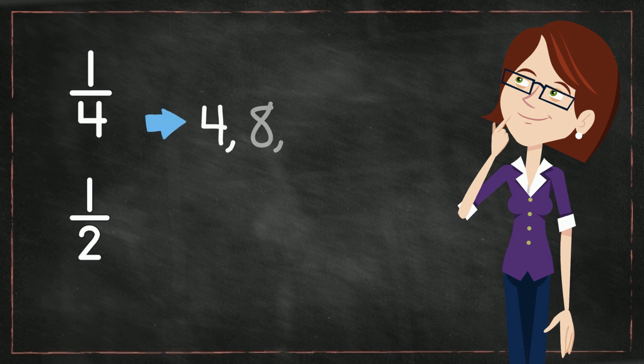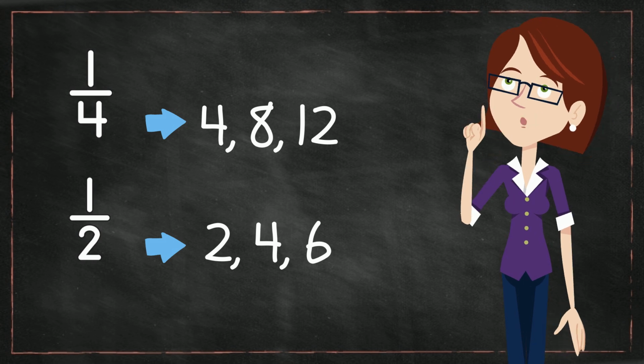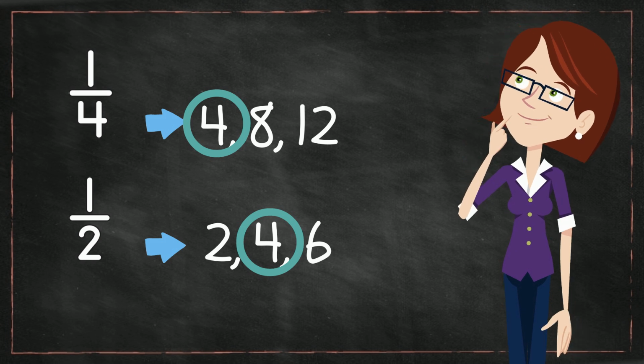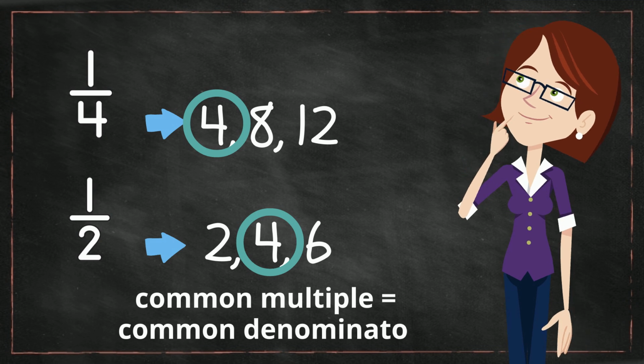4, 8, 12. Those are the multiples for 4. 2, 4, 6. Those are some of the multiples for 2. You can see that 4 is on both lists. 4 is a common multiple of 2 and 4, and that makes it a perfect common denominator.